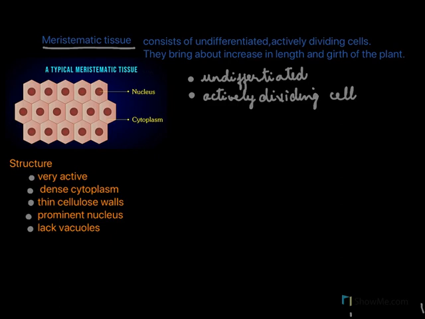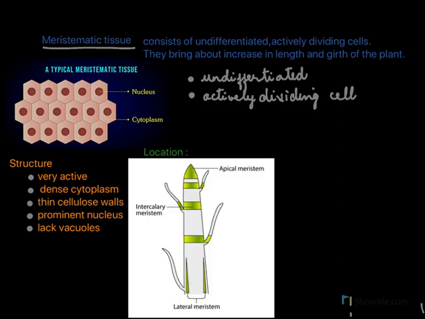So the structure of the cells is they are very active, they have a dense cytoplasm, they have thin cellulose walls and a prominent nucleus, and they lack vacuoles. Depending on the location, the meristematic tissues are divided into three. First, we have the apical meristem, which is present at the apex of the root and the shoot. So here we see it is present at the tip of the root and the shoot.